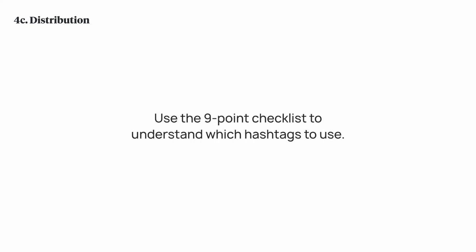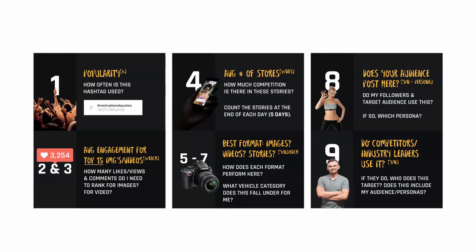So I tend to use something called the 9-point checklist to understand which hashtags to use. Check the popularity, how often is it used. Average engagement for the top 15 to 20 images, videos, right? And get the average of each to understand what kind of engagement you need to have. The average number of stories, like how much competition is there in the stories per day, and in whatever the average number of stories per day is, then you'll know whether or not to use that hashtag in your stories, right? The best format. So if all the content there is videos, you probably shouldn't be posting photographs. If all the content there is photographs, you probably shouldn't be posting videos, right?